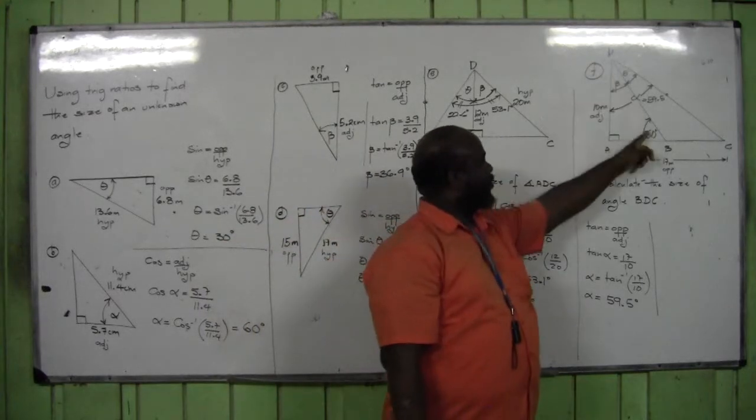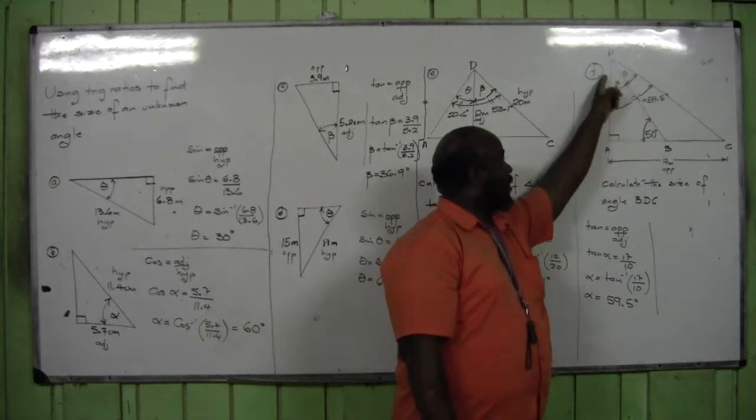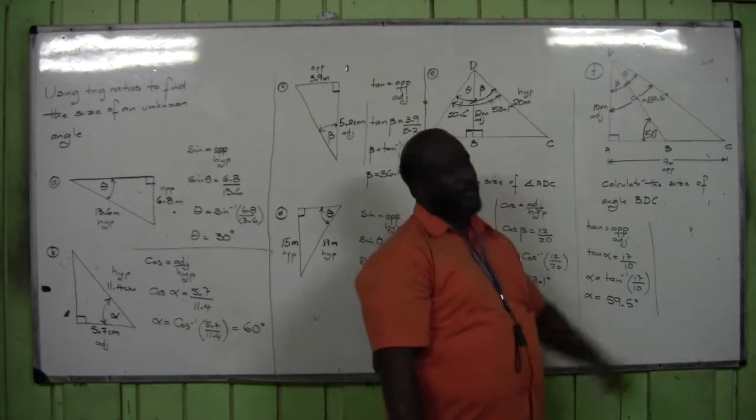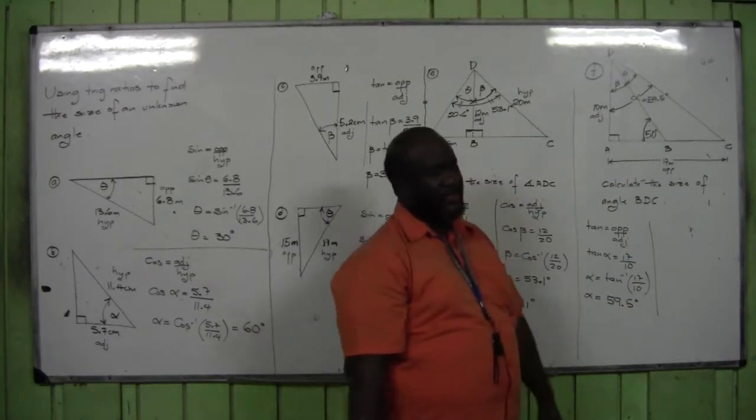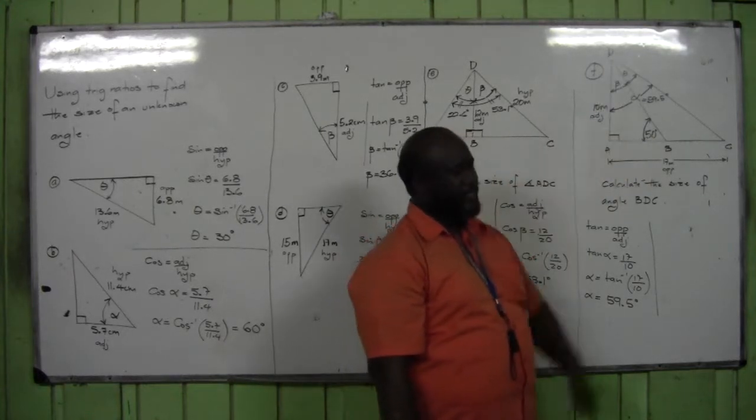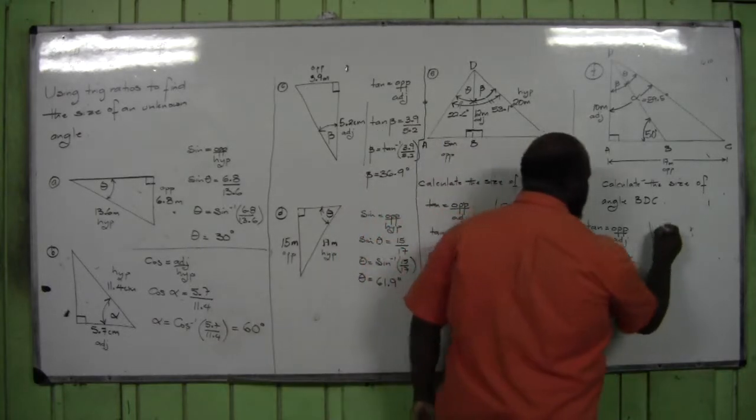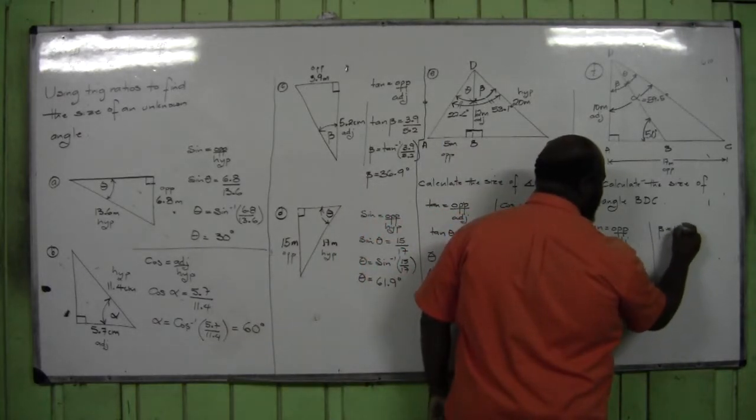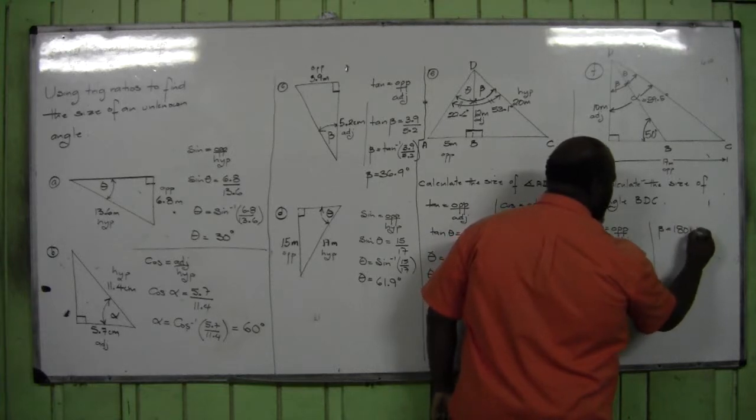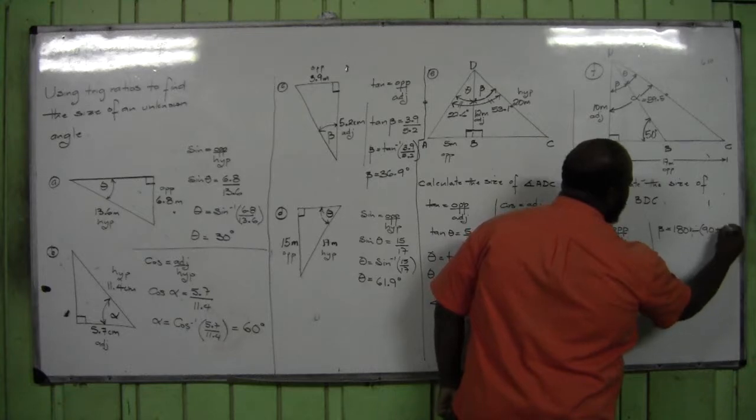The angles in a triangle must add up to 180. Do you see this little triangle here? The angles in a triangle must add up to 180. I want to find a piece here, beta. This is 50, this is 90, so this must be 40. But let us show you how we would get it. Beta would be equal to 180 minus 90 plus 50.